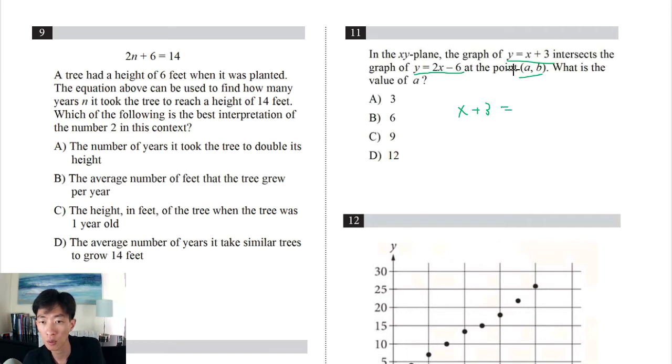So if they intersect at one point, that means at that given value of x and y, they're going to be equal to each other. So I'm going to set the whole equation of each equal to each other, add 3 to both sides, subtract x from both sides, we get 9 equals x, and that's going to be the answer.